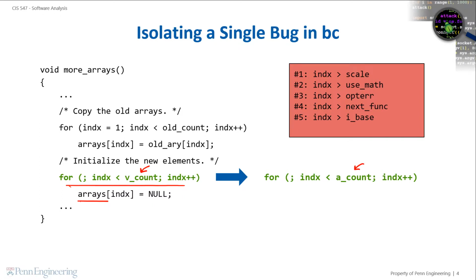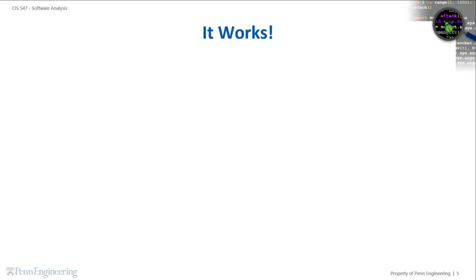This happens to be a classic copy-paste error wherein this code snippet is copied from another location in the same program, and the old variable v_count was not renamed to the new variable a_count. Great, using the increase score works. Well, at least it works for programs with a single bug.